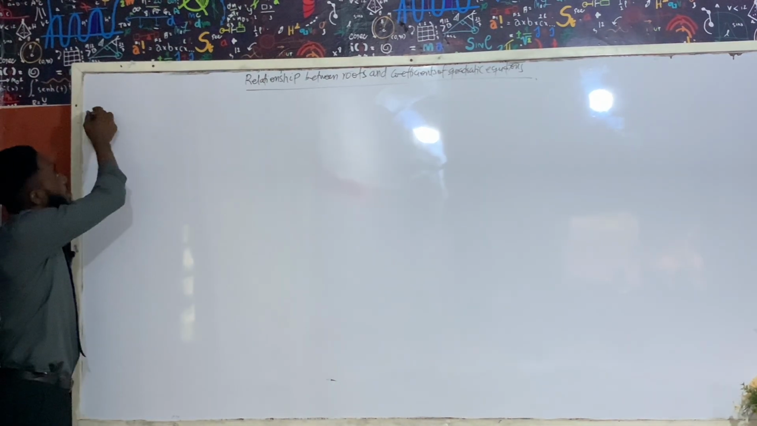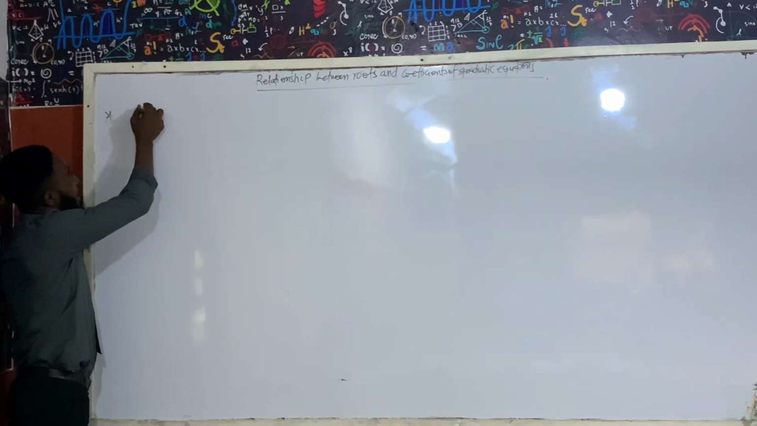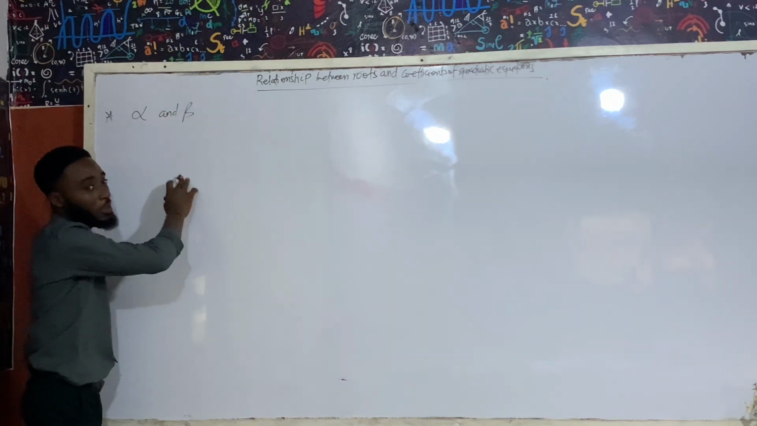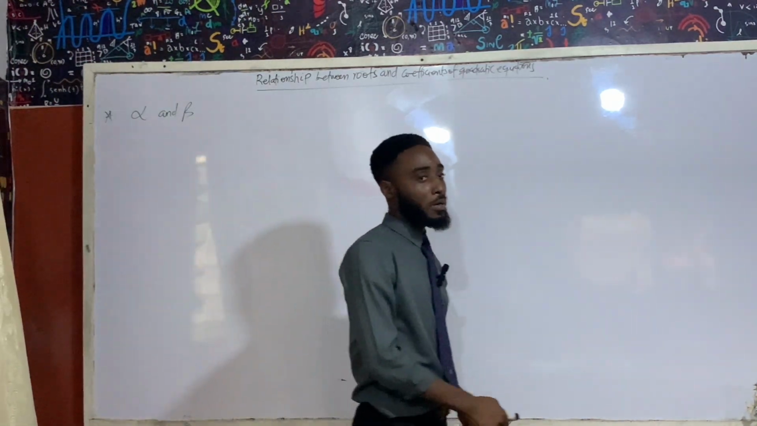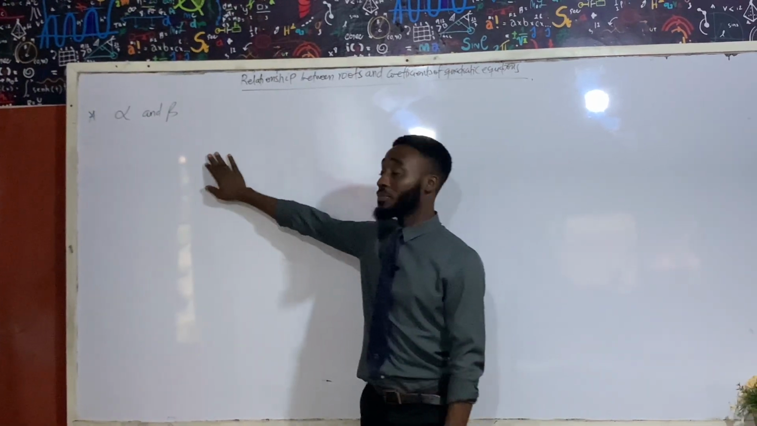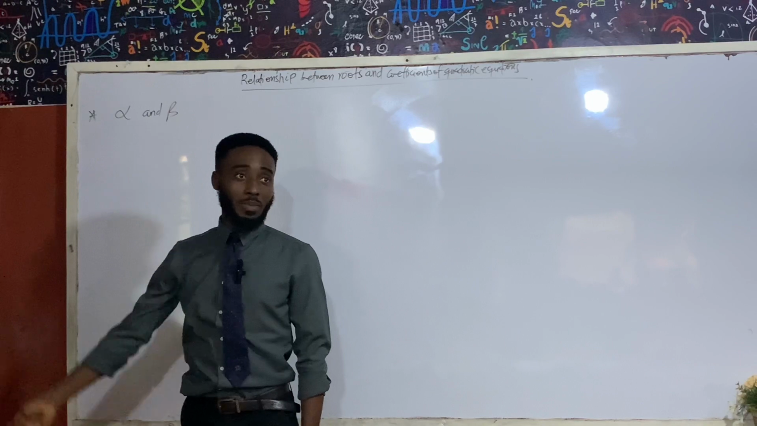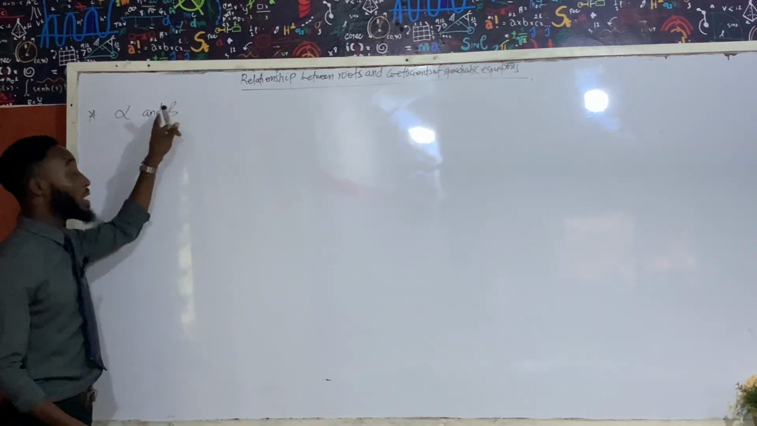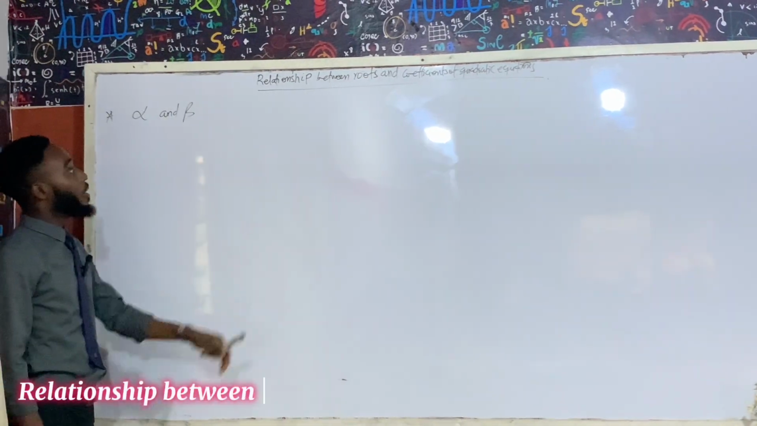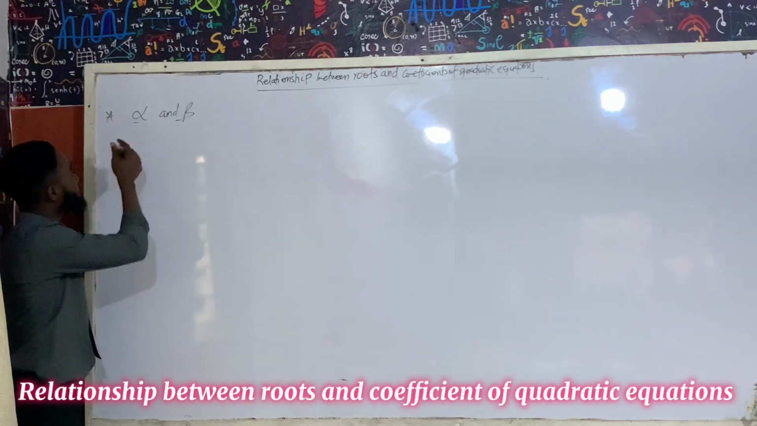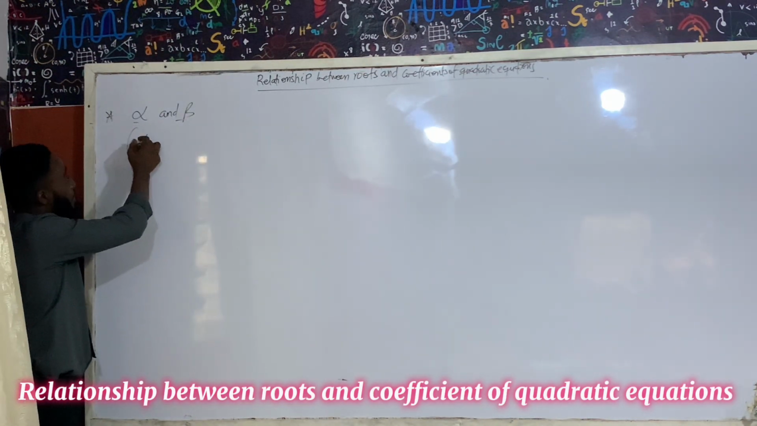So let's say the roots are alpha and beta. I'm not able to keep my consistency in writing the Greek letters. Sometimes you may see me writing A and B, but I just know that I'm writing alpha and beta.